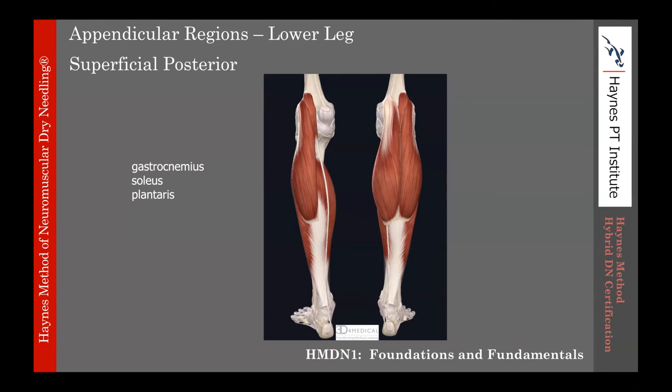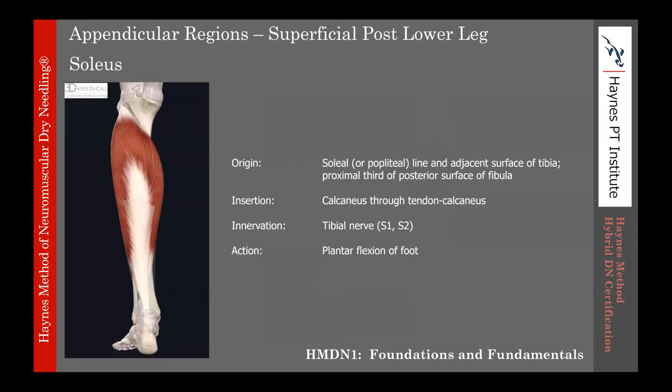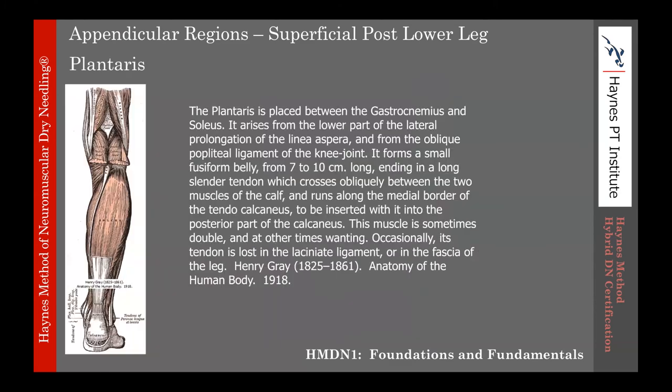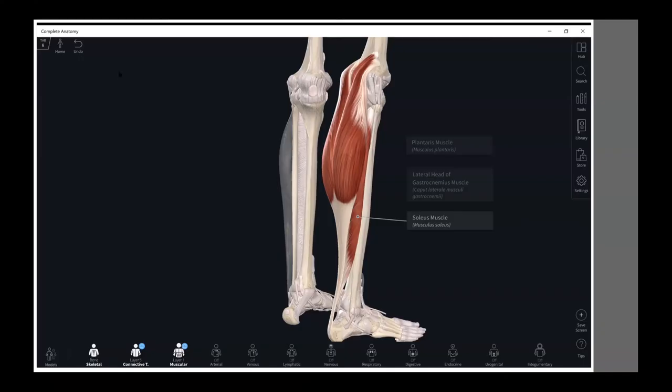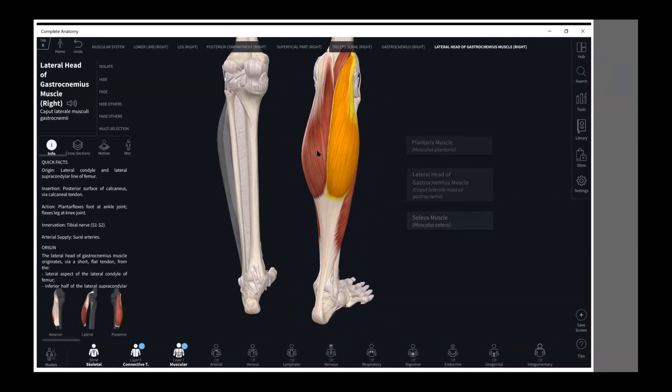Okay, so now the superficial posterior muscles: our gastroc, our soleus, and our plantaris. So we'll move on down and look at our 3D anatomy here. All right. For our superficial posterior lower leg muscles, we'll look at the plantaris, the gastrocnemius, and the soleus. So let's actually start with gastrocnemius.